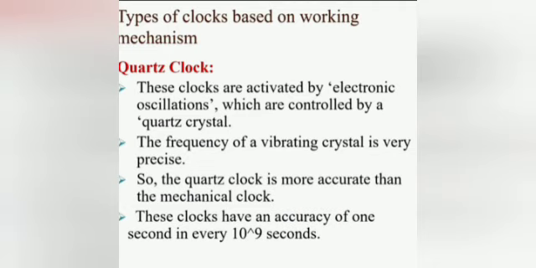So, these clocks have an accuracy of 1 second in every 10 power 9 seconds. 10 power 9 means giga value. You know that. After the 1, you put 9 zeros. So, that is 10 power 9.